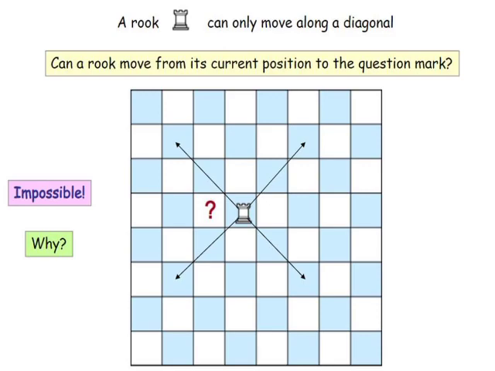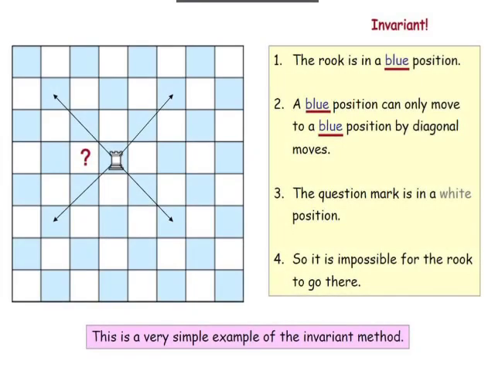Why? Bakit nga nasabing impossible? So, the rook is in a blue position. So, mapapansin natin nasa blue nga siya na position. A blue position can only move to a blue position by diagonal moves. And the question mark is in a white position. So, it is impossible for the rook to go there.